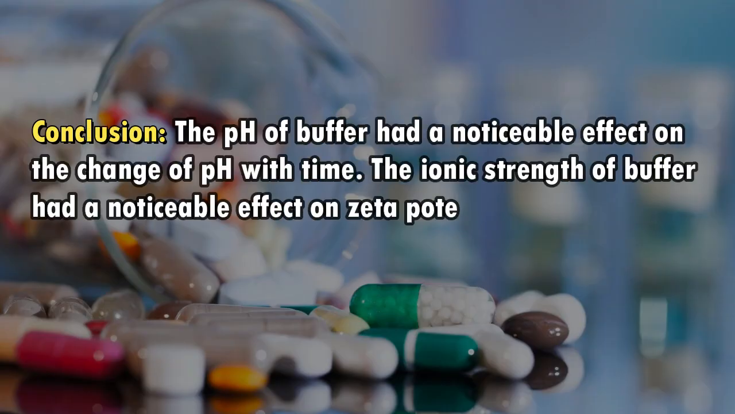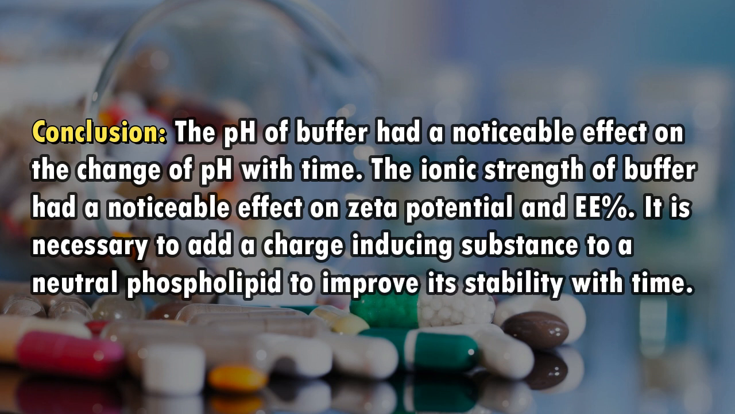Conclusion: the pH of buffer had a noticeable effect on the change of pH with time. The ionic strength of buffer had a noticeable effect on zeta potential and EE%. It is necessary to add a charge-inducing substance to a neutral phospholipid to improve its stability with time.